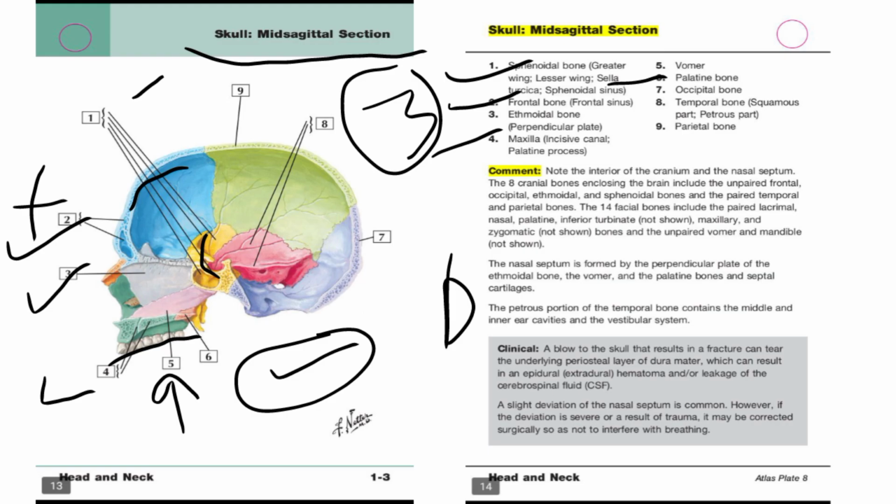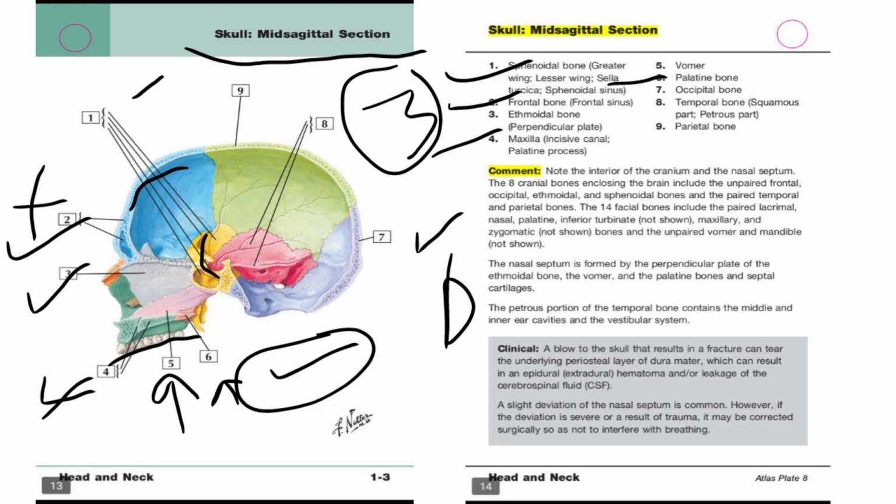palatine bone. First label is the sphenoidal, second is the frontal, third is the ethmoidal, fourth we have maxilla, fifth vomer, and the sixth is the palatine bone. I hope you understand, very easy things.